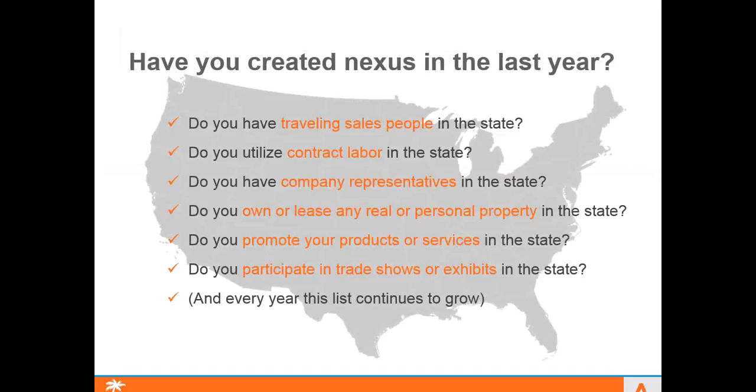Questions like, do you have traveling salespeople? Do you have contract labor? Do you have people who sell your information, your products or services in another state? Do you have company residents working out of their home? Do you own or lease real or personal property in another state? Do you promote your products or services in that state, or even, all the way down to just attending a trade show? So every year this grows, so as your business grows, you really have to be cognizant of how your growing nexus might affect your sales tax obligation.